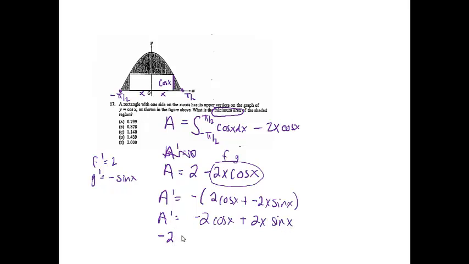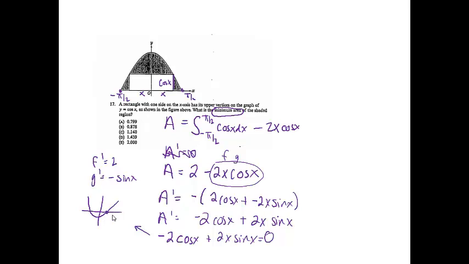And from here we need to find our critical number, so we'll take negative 2 cosine x plus 2x sine x, set it equal to 0, and from here we can actually use our calculator to use the zero feature. If you graph this, our picture should look something like that for A prime.